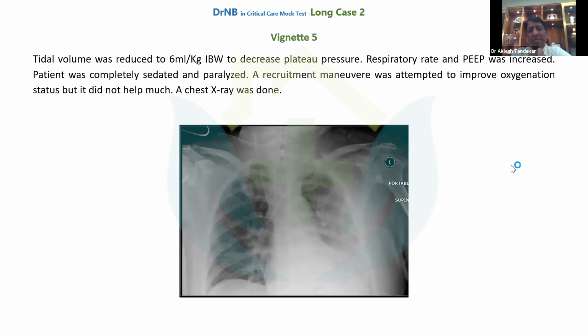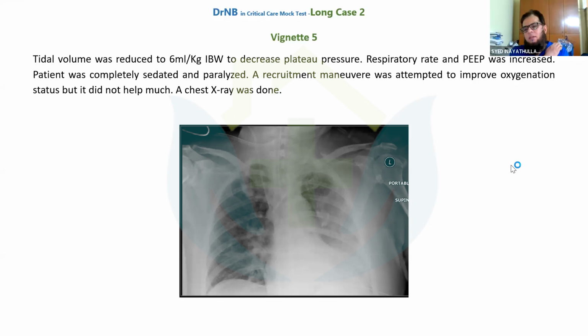Okay, this patient's ARDS was handled with reduction in tidal volume from 8 ml to 6 ml per kg of ideal body weight. And we could reduce the plateau pressures, respiratory rate, and PEEP was increased. Patient was completely sedated and paralyzed. And recruitment maneuver was attempted to improve the oxygen status, but it did not help much, and this X-ray was done. How does the recruitment maneuver help in this patient? What is stress and strain index, and what is mechanical power?